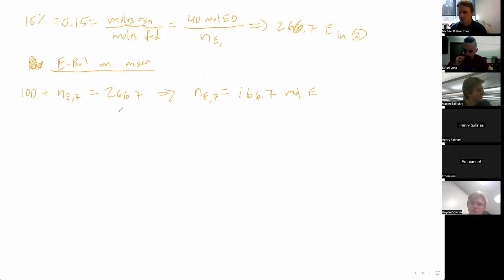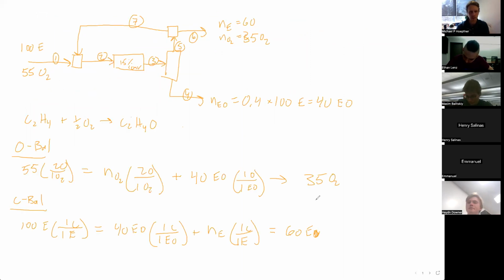Okay, are there any questions so far? I'm going to keep going for just one more step maybe, and then we're not going to answer the whole question, but we're just going in a loop of what we can resolve. So if we go back, now we know that this is 266 ethylene, and this is 166 ethylene. And so now we can figure out how much we're purging from the process, and we can figure out the recycle ratio also.